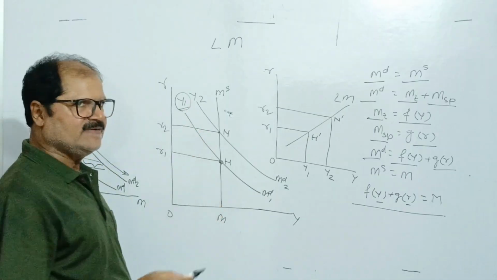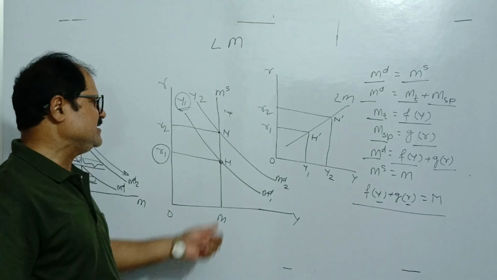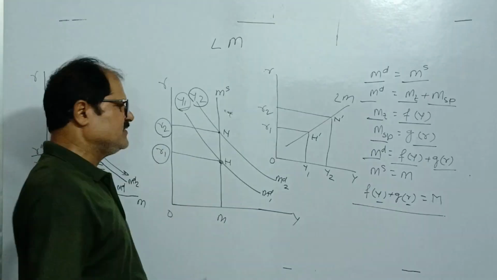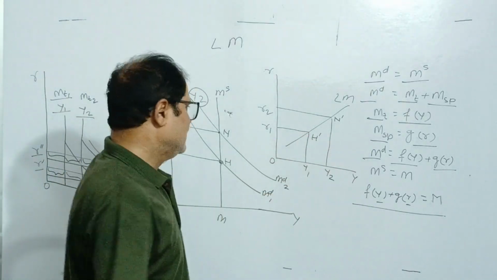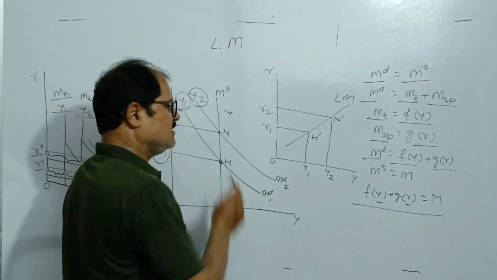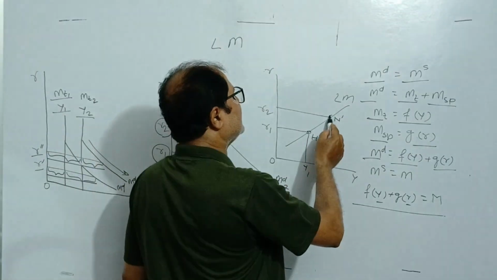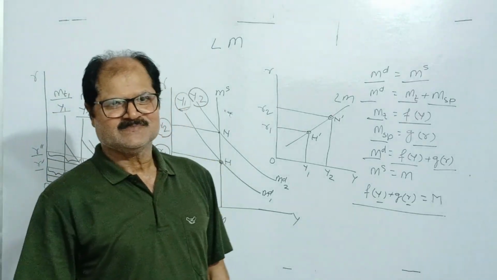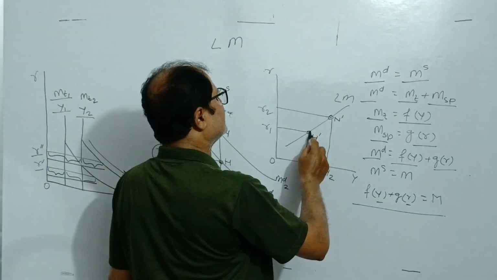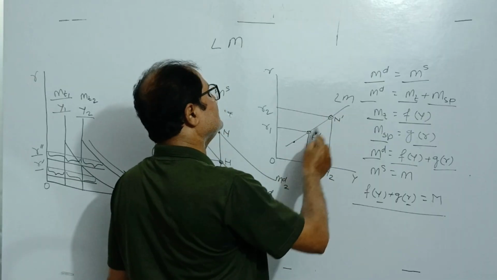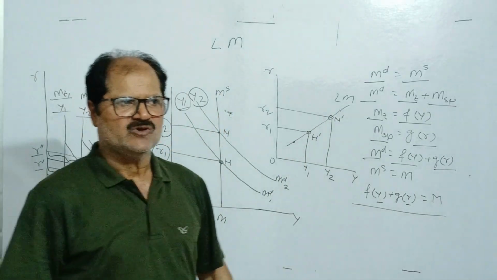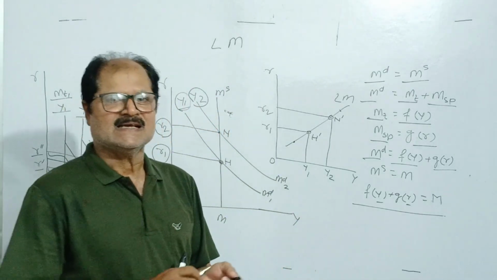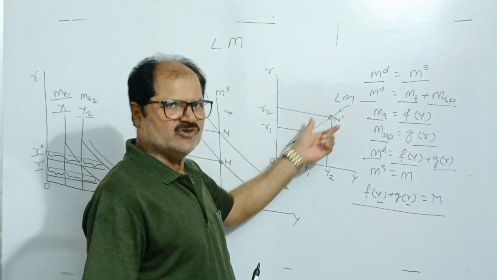So, at Y1 level of income, R1 is the rate of interest when money market is in equilibrium, and at Y2 level of income, R2 is the rate of interest to keep the money market in equilibrium. Corresponding to these 2 points H and N, we have H dash and N dash, these 2 points, and joining these 2 points, we get the LM curve. So at all the points on LM curve, H dash, N dash, or any other point here, money market will be in equilibrium, and this gives us the combination of income and rate of interest which keep this equilibrium.